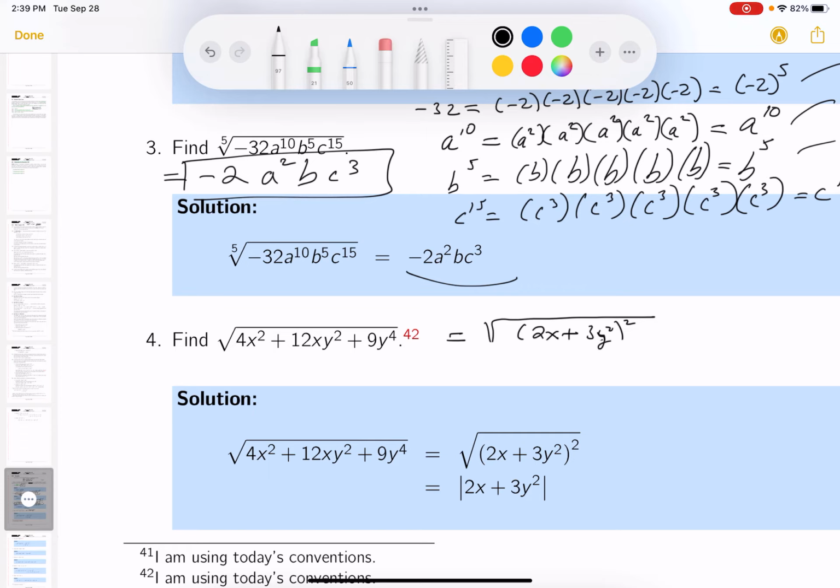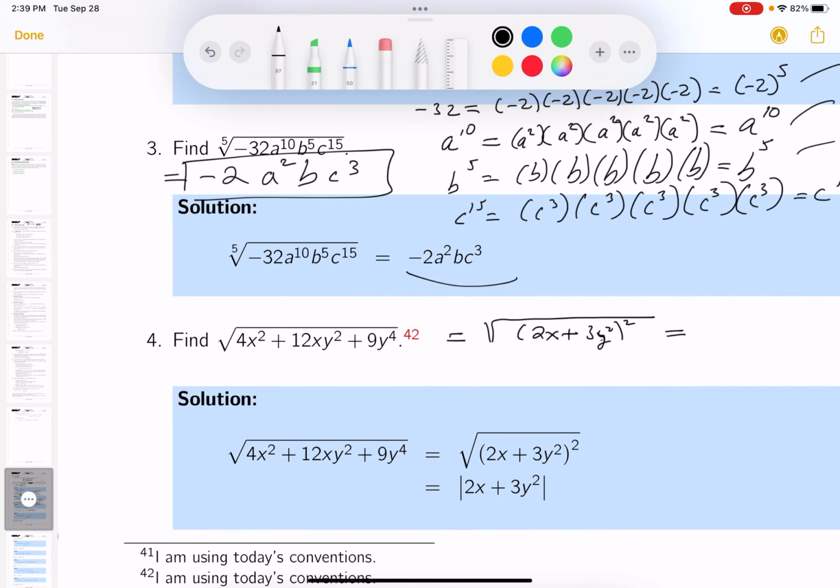Okay? So someone said, what are you going to do? And again, this is where Wells gets sort of wishy-washy about it. But I'm not going to get wishy-washy. I got to be honest with you. 2x plus 3y squared could be a negative number. But when you square it, it's positive. And when you take the square root of that positive number, you're going to get a positive number. So I got to be really careful about what I write over here.